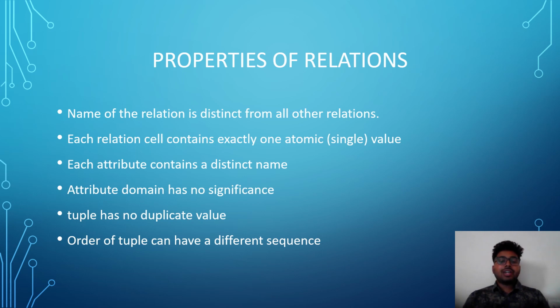Each attribute contains a distinct name. The attributes or the column names need to have distinct names from each other in a single table. Attribute domain has no significance. Tuples have no duplicate values, that is, all the values in a row cannot be duplicated to create the same row. The order of tuples can have a different sequence.